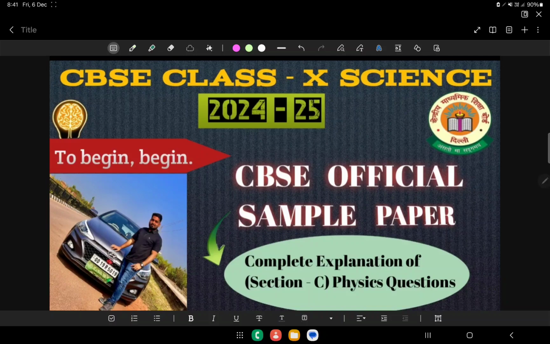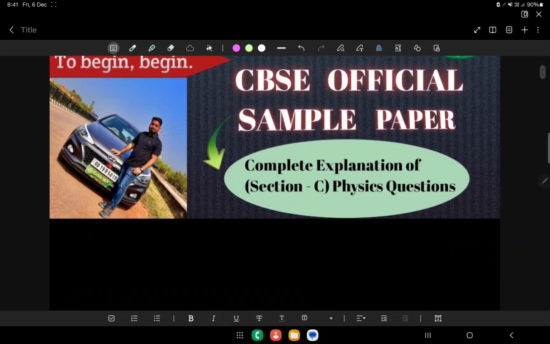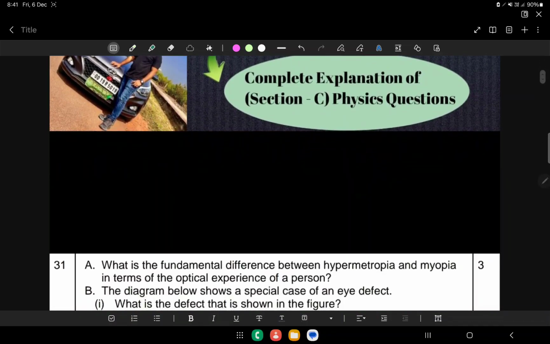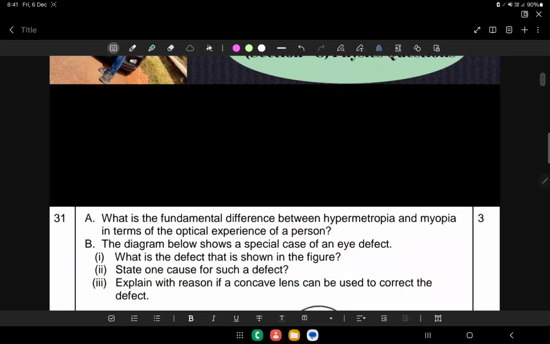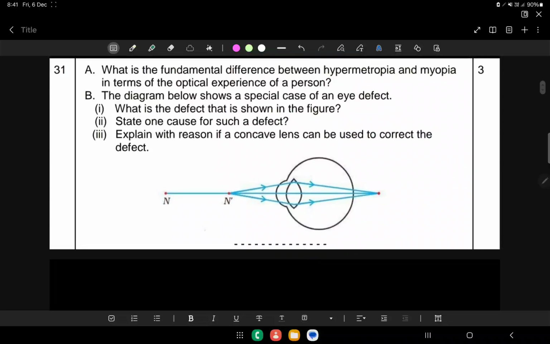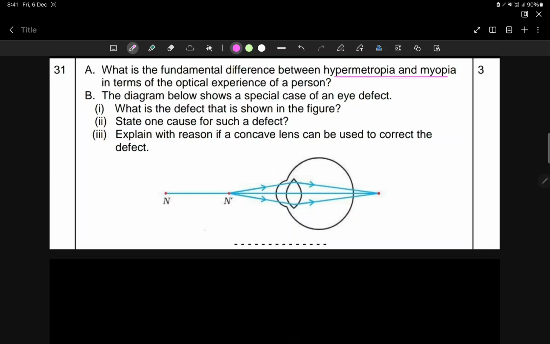So in today's class, we will solve class 10 science CBSE sample paper section C physics questions. In our previous class, we discussed section A and B physics questions. In section C, our first question is question number 31. What is the fundamental difference between hypermetropia and myopia in terms of the optical experience of a person? So what do you have to write?